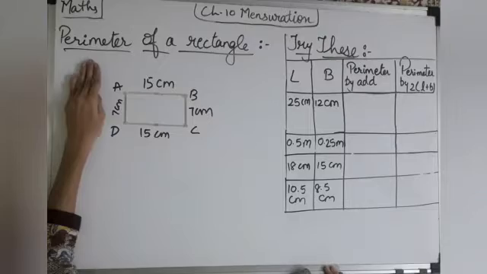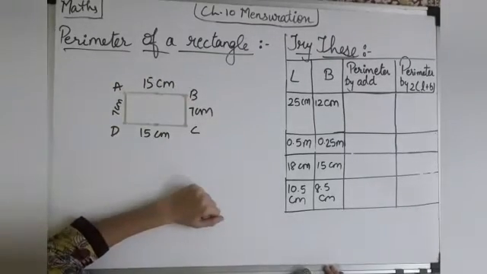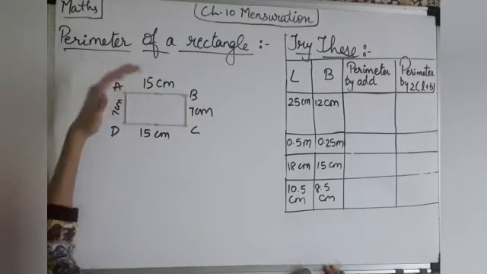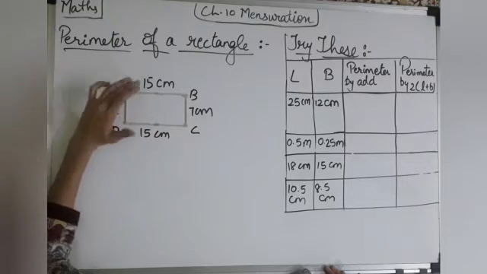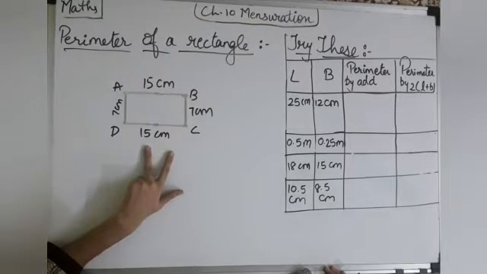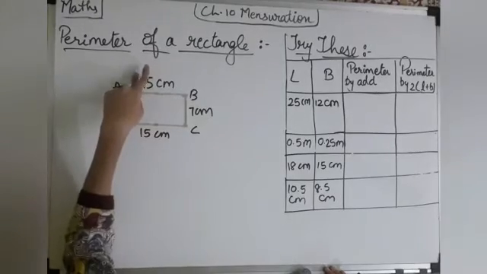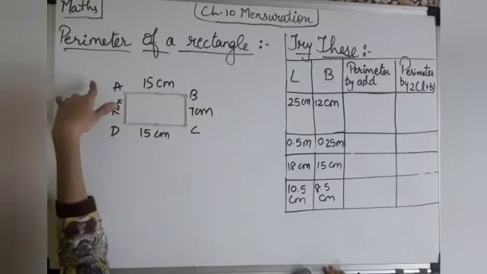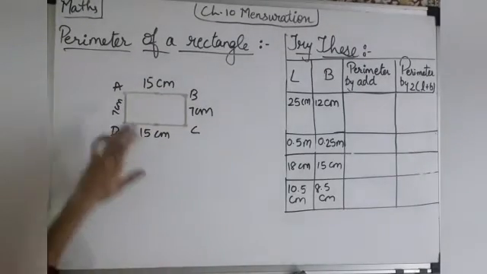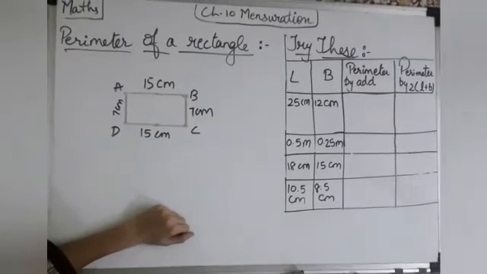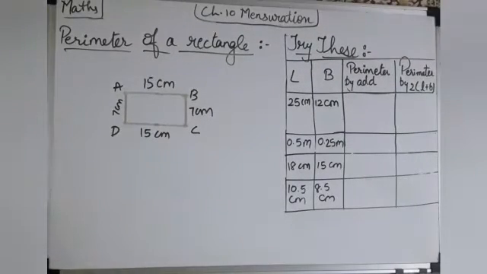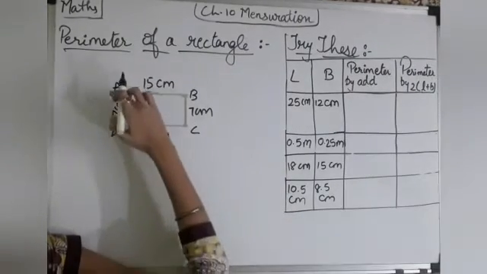Okay, but we are talking here about perimeter of a rectangle. Specifically for a rectangle we have a formula. As you know, in a rectangle opposite sides are always equal. That's why I have written here 15 centimeter is there, so here also 15 centimeter is there. Opposite sides are equal. Here it's 7 centimeter, so here also 7 centimeter. Means we are having two lengths and two breadths. So it means that this is the length and this is the breadth.